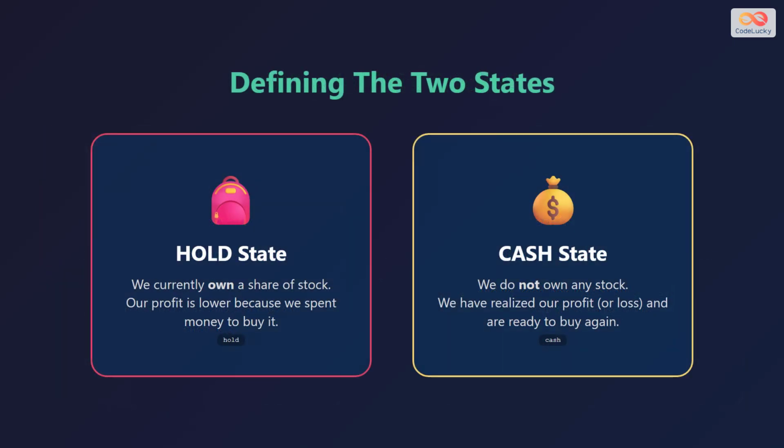To solve this, we can define two specific states for any given day. First is the hold state. This represents the maximum profit we can have if we end the day holding a share of stock. The second is the cash state. This represents the maximum profit we can have if we end the day with no stock in hand, effectively having all our money in cash.